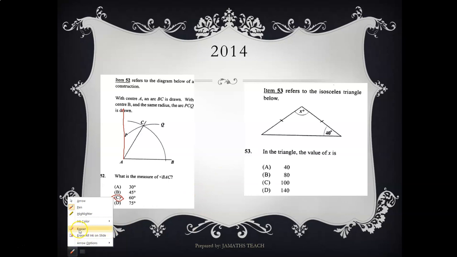Item 53 refers to the isosceles triangle below. Alright, so we know that if it's an isosceles triangle, then these base angles based on these two lines are the same angles. So this would be also 40 degrees. Angles in a triangle add up to 180 degrees. So if this is 40, 40 plus 40, 80 from 180, that would give us 100 degrees.